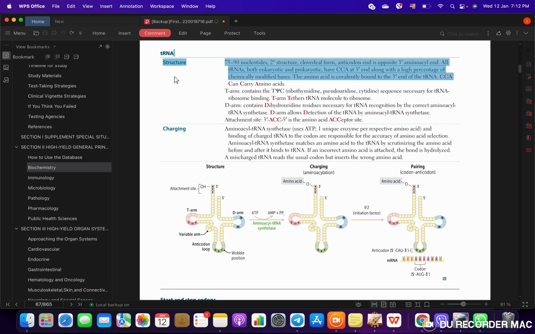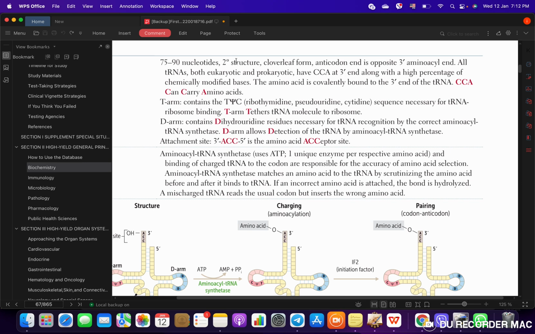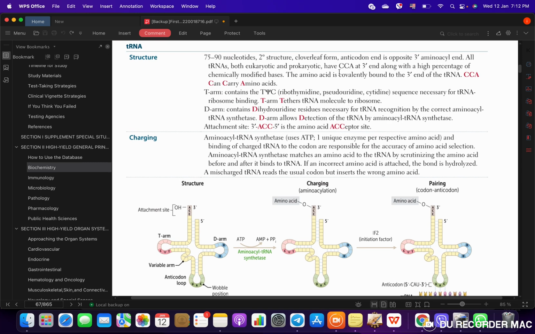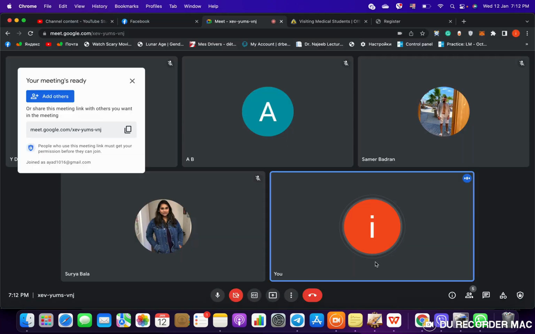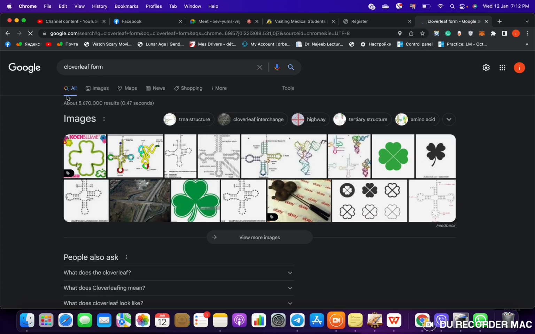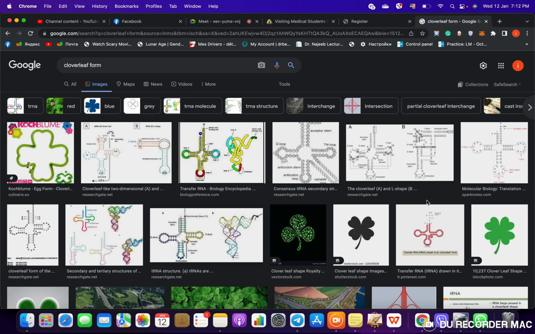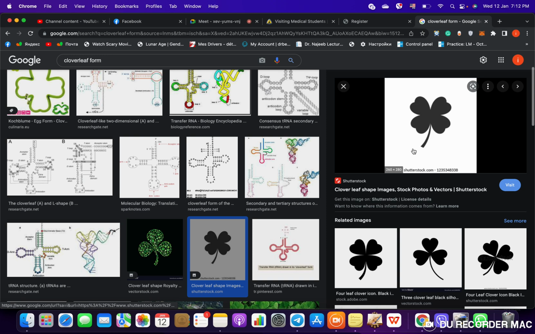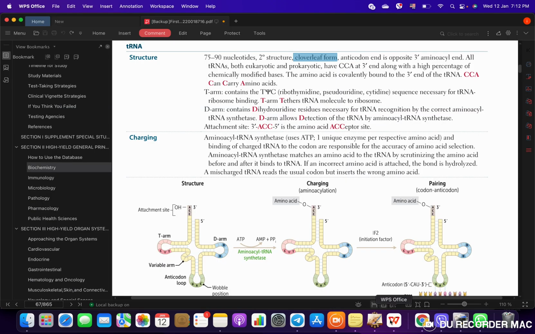So the tRNA, to start with, is itself a nucleotide sequence of 17 to 19 nucleotides. It's a secondary structure. It has this clover leaf form. So this clover leaf form, you know maybe what that means, I hope. So it looks something like this. Yep, this is the clover leaf form. So when you take a look at this, it looks kind of like it.